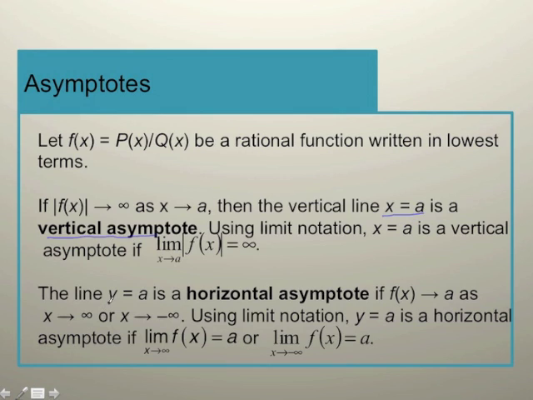The line y equals a, again notice it's an equation, is a horizontal asymptote if f of x goes to a as either x goes to positive or negative infinity. Using limit notation, y equals a is a horizontal asymptote if the limit as x goes to infinity of f of x equals a, or the limit as x goes to negative infinity of f of x equals a.